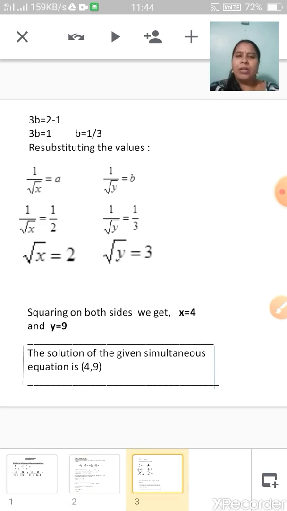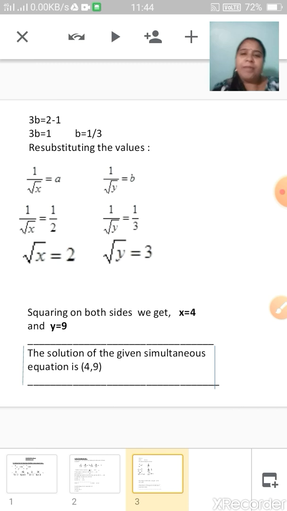So from here 3b will be equal to 2 minus 1. 3b is equal to 1. Therefore b will be equal to again 1 upon 3. It is not 3. 3 is getting shifted to the other side where it is dividing. So please don't make the mistake of writing b is equal to 3. It is b is equal to 1 upon 3.